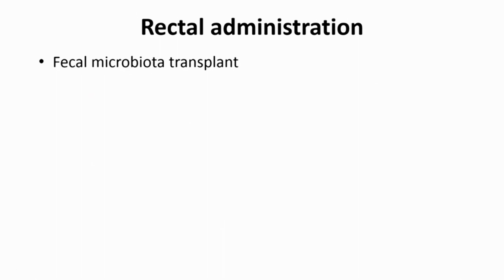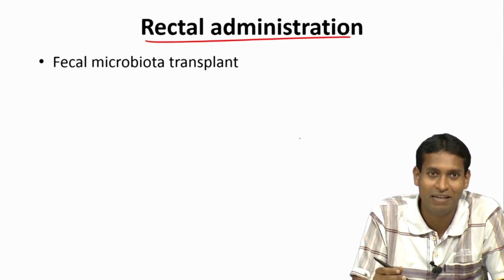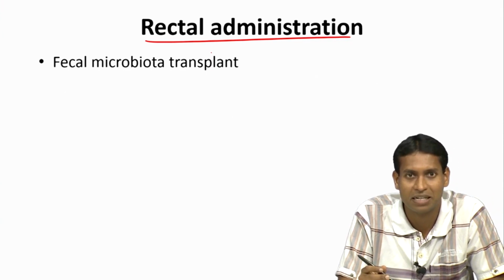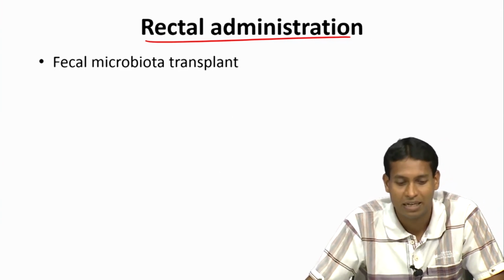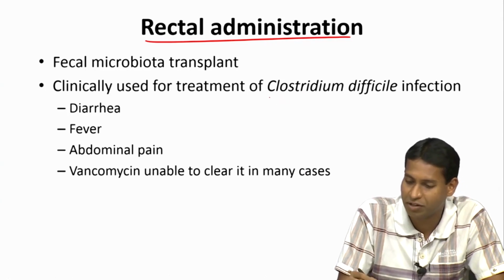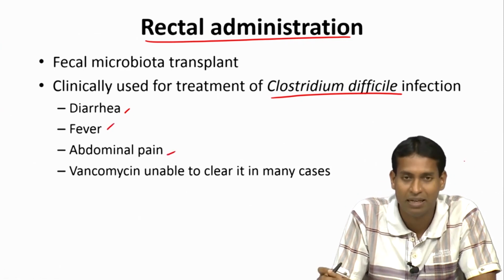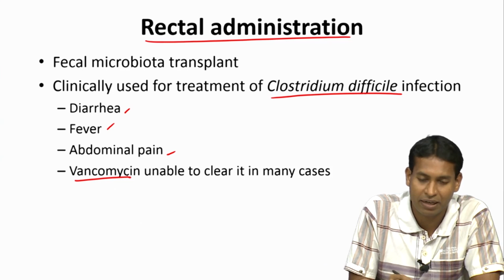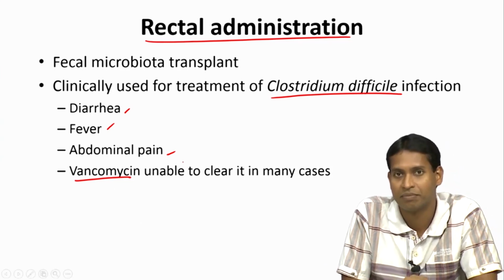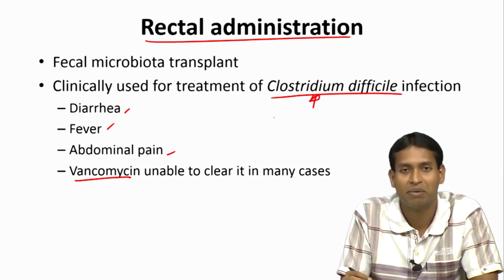So, here is another example of rectal administration, it is called the fecal microbiota transplant. This is one of the things that is actually very widely used even now, well not really very widely used, but at least it is coming up in a quite enthusiastic fashion, and some research is actually going on in this. It is clinically used for an infection which is Clostridium difficile. It causes severe diarrhea, fever, abdominal pain, and the antibiotic is not able to clear it in many cases. You can continue to take this drug, but a lot of the time this Clostridium is actually very persistent and you are not able to clear it.